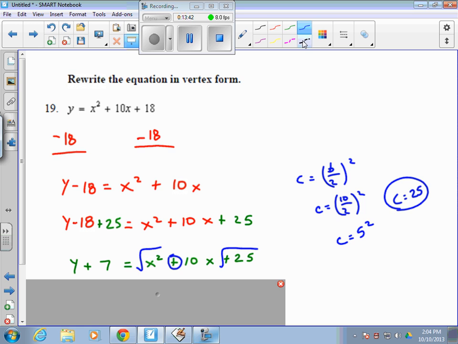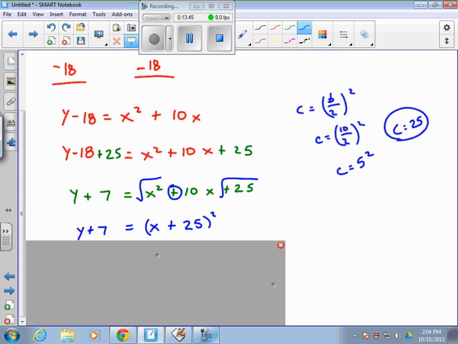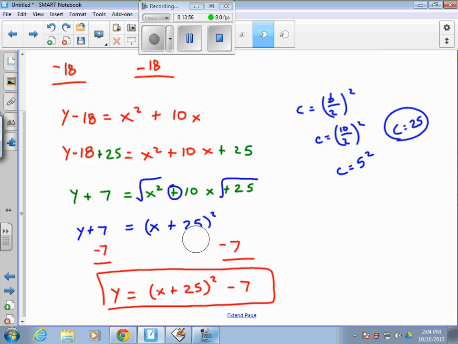So since it's a perfect trinomial, take the square root of the first term, x squared, which is x. Actually, I made a mistake here. Go back and change this real fast. Just one little small mistake. It would be 5. The square root of 25 is 5. The plus before the 10 tells you that it's going to be plus between them. And then it's going to be squared. So you have y plus 7 equals x plus 5 squared. You have to move over plus 7 by subtracting it. Y equals x plus 5 squared minus 7 is your vertex form.